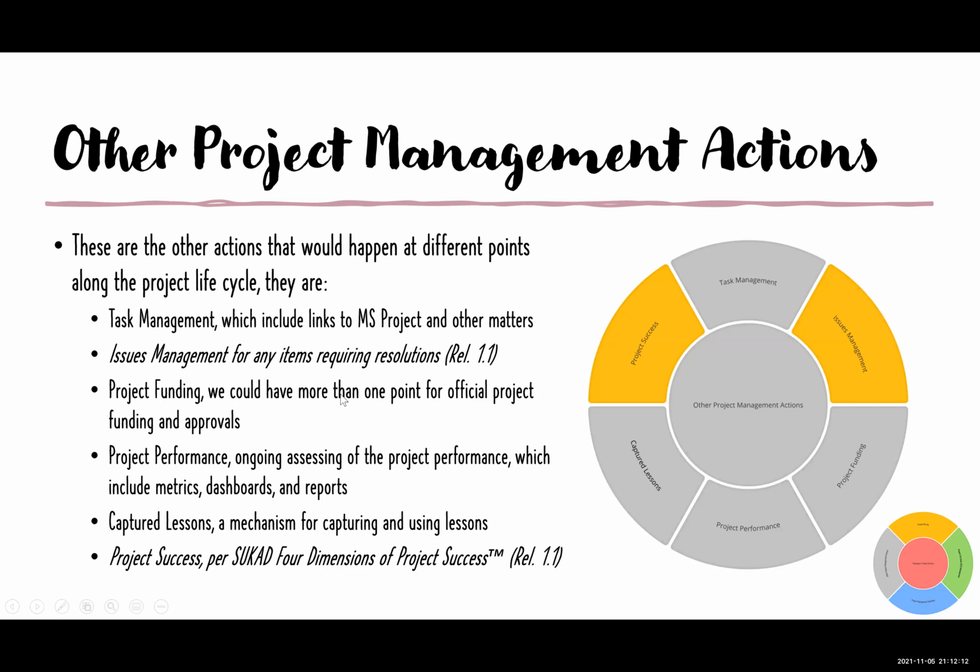In addition to managing the life cycle and the functions, we also have other actions. As you work on a project, obviously we have issues we have to manage. We have task management, we have project funding, we have performance assessment and dashboard, we have captured lessons, we have project success. So here we have 6 actions, or 6 modules, we are building at this time. In this case, the gray are ready now, and the orange are what will be ready within the next few weeks, before the end of the year for sure. Actually, they've already been built, but we have not gone live with them yet.